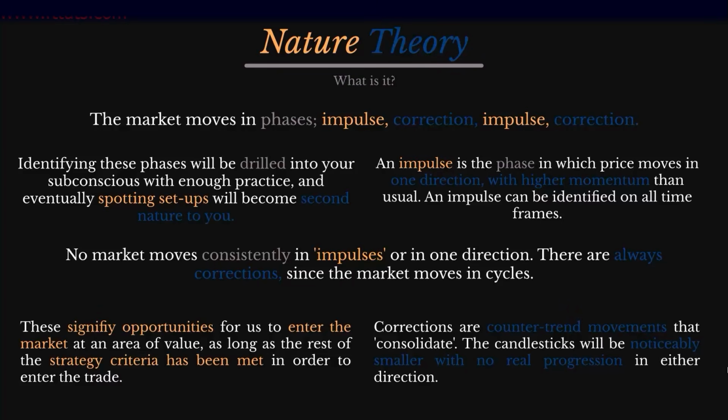Now with corrections, what you'll see is that these are counter trend movements that normally consolidate. So you'll see them moving sideways. And what they'll do is generally create a pattern, which we're going to go into later on in this episode: how we identify patterns and what we use them for. Now the candlesticks within this correction are normally going to be noticeably smaller with no real progression in either direction, and normally just moving sideways. So you're going to see just how easy they are to spot.